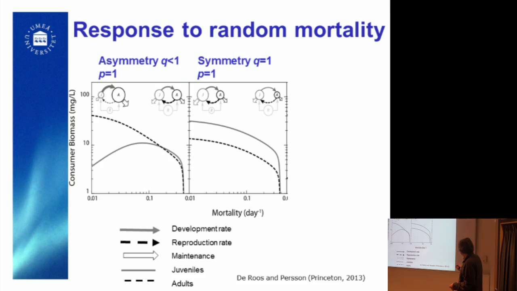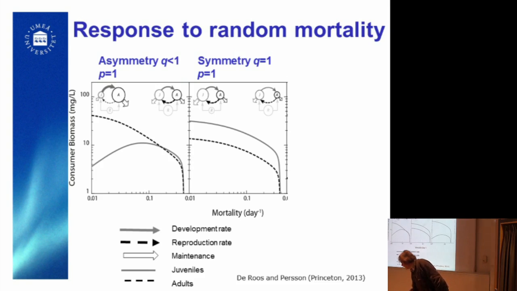So despite the juvenile maturation rate going up, they are less resource limited, so they are not going up as much as the population reproduction rate goes up. So we get more juveniles here, and that's the explanation for this hump here.